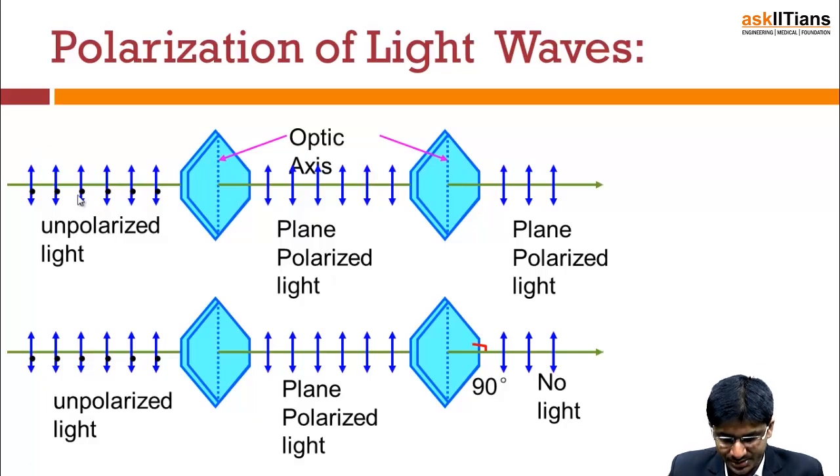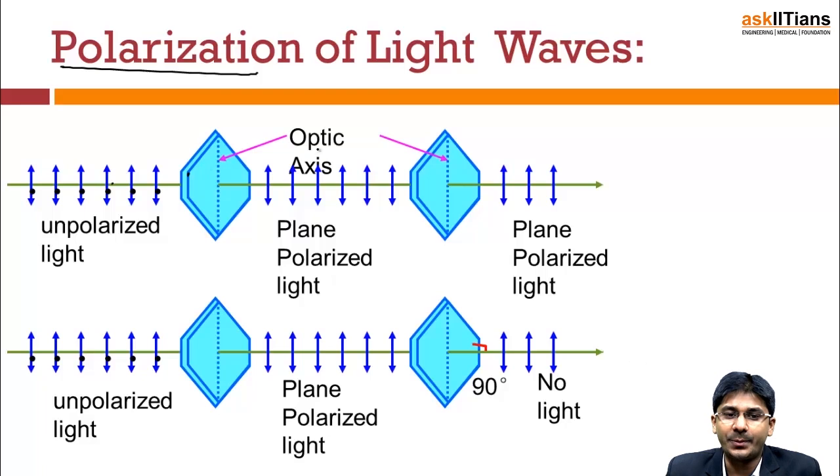Now, here I have shown a material having some interesting properties. The property is that it only allows light along a particular direction to pass through. It doesn't allow light in a different direction. Light in a different direction means the electric field of that light is in a different direction. So when I say light in a direction, what I actually mean is the electric field. Whenever I say this, you have to understand it in terms of the electric field when we are discussing polarization.